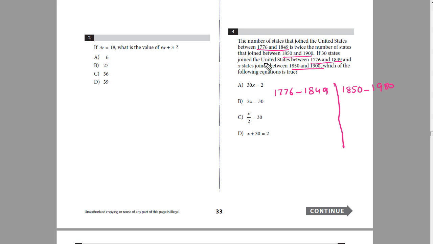If 30 states joined the United States between 1776 and 1849, so over here I'll have 30. Now the states that have joined between 1776 to 1849 are twice the states that have joined between 1850 to 1900. So the states that joined in 1850 to 1900 will be half of this. So let's suppose the states that have joined over here will be equal to half of 30.